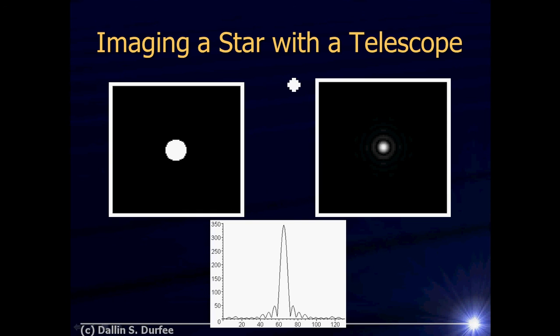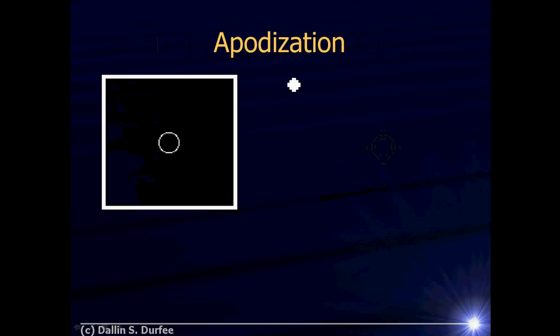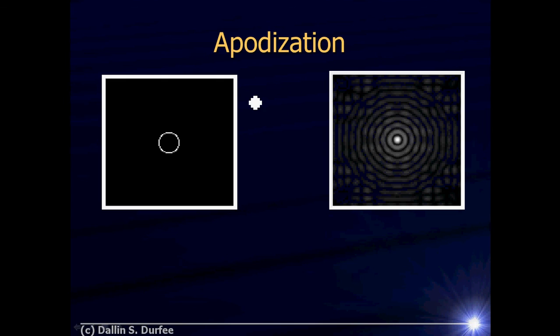Well, imagine I can't afford to build a telescope with a bigger aperture. There's a little trick called apodization. And in apodization, this is what you do. You block the middle of your telescope. You only let the light go around the edges. When you do that, you get a diffraction pattern that looks like this.